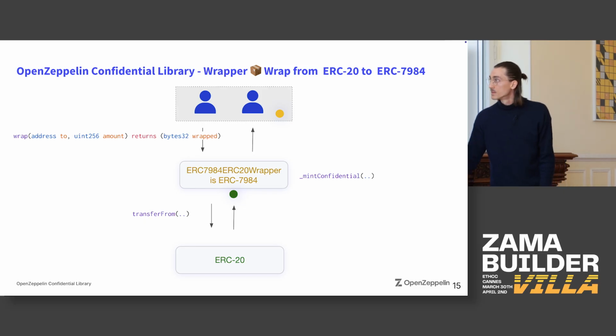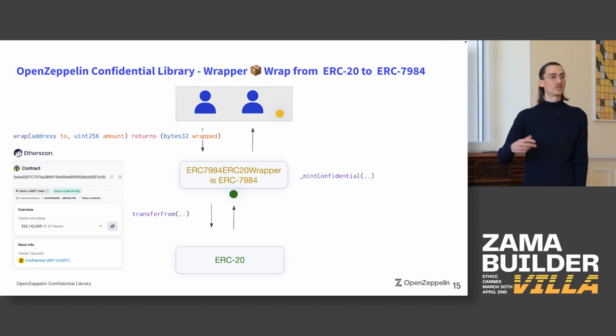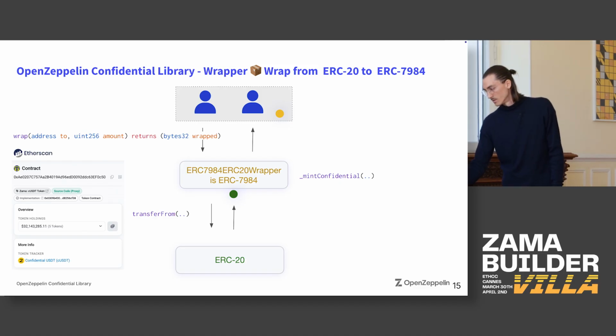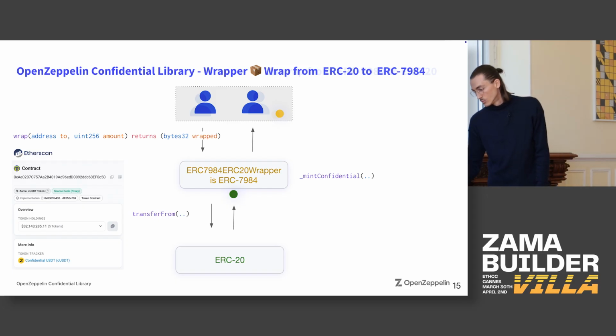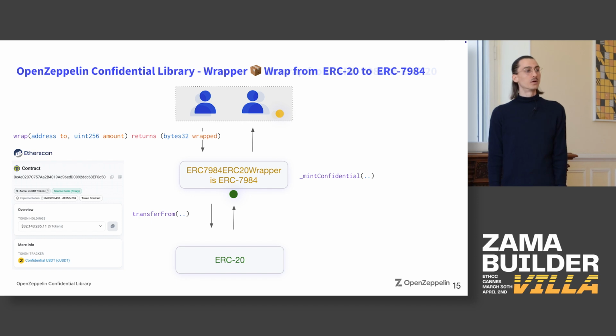Here we see that there are two persons. In fact, it could be the same person, like you want to wrap for yourself. This is already used in production. For example, we have the example of the confidential USDT with a 32 million value on it.